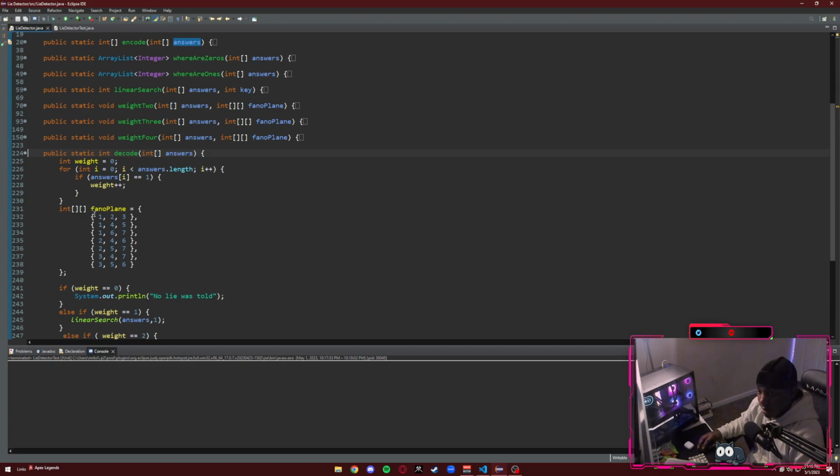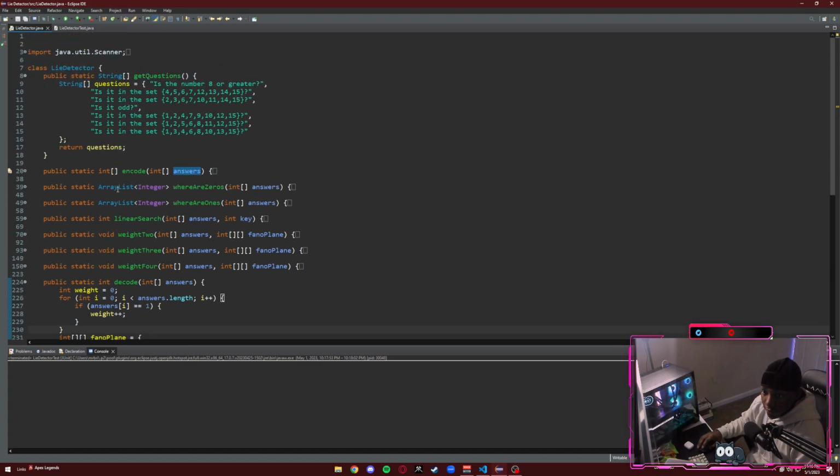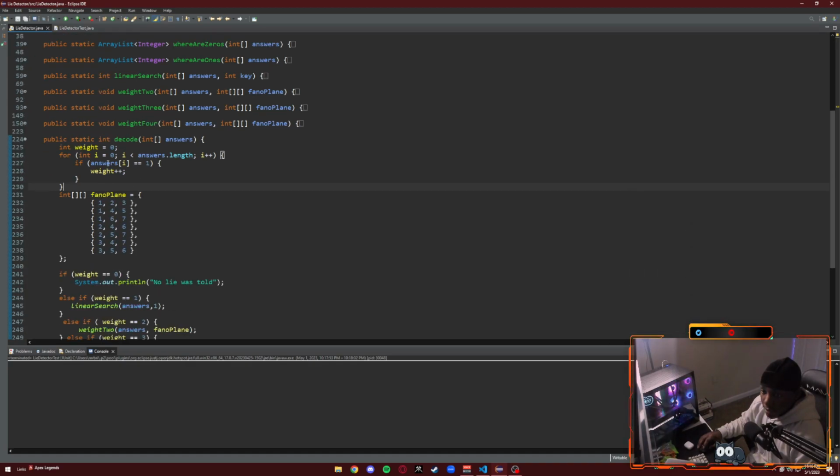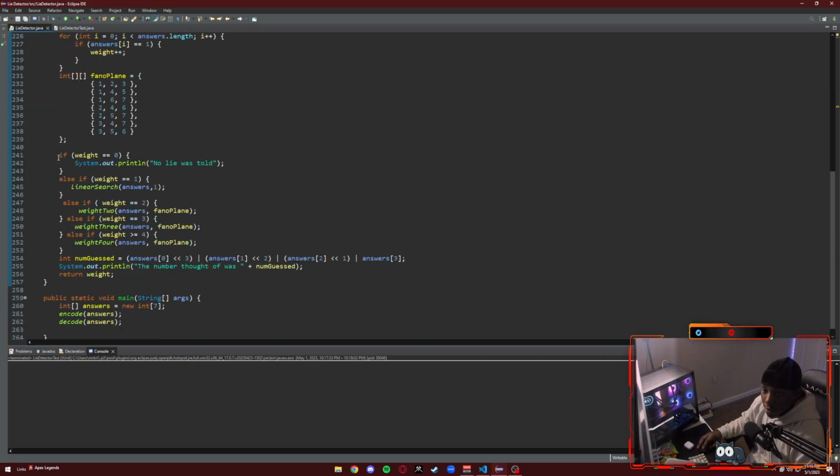Of course, I have a double array for the Fano plane. I also have a for loop here that goes through the array of answers here, and it pretty much counts how many ones there are in that array, and then of course adds it to the accumulator here of weight, which comes down here and goes through this if statement, or these nested if statements of the weights.